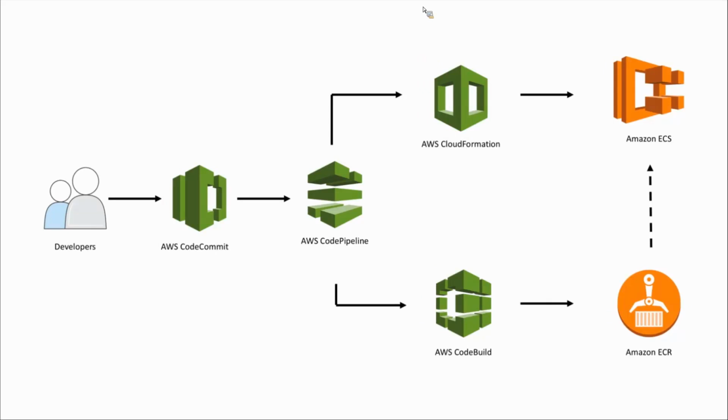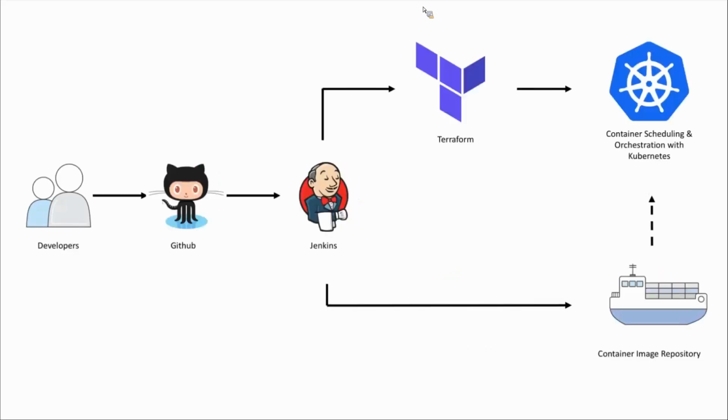With a more specific example, I have developers that push to CodeCommit, which then pushes to CodePipeline. And then I have my two paths. I have my image build path, which is CodeBuild, which pushes to ECR. And then I have my infrastructure provisioning, which uses CloudFormation. And then I have Amazon ECS, which is responsible for both pulling images from ECR and then managing, scaling, and deploying my containers to the infrastructure that was provisioned via CloudFormation.